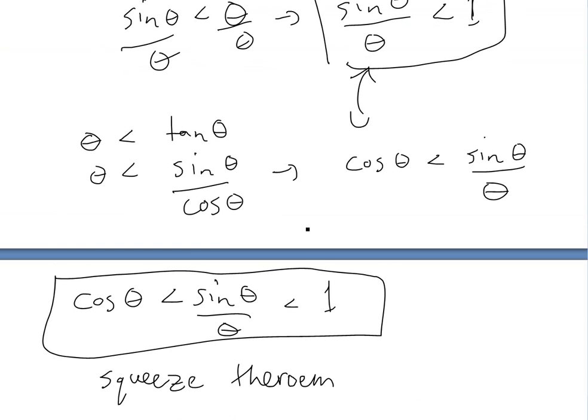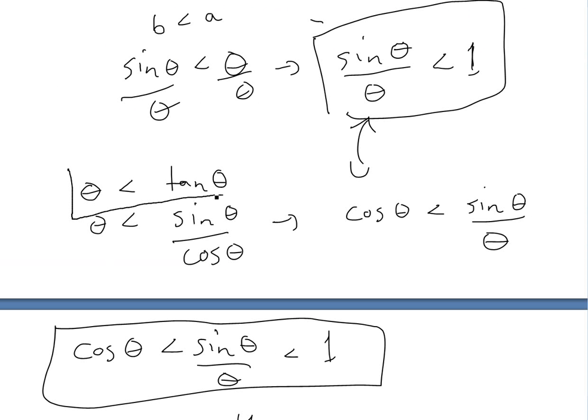Also something useful here is this one right here. So theta is always going to be less than tan theta, less than or equal to, is an inequality that's actually pretty important. I'll show another video on this later.